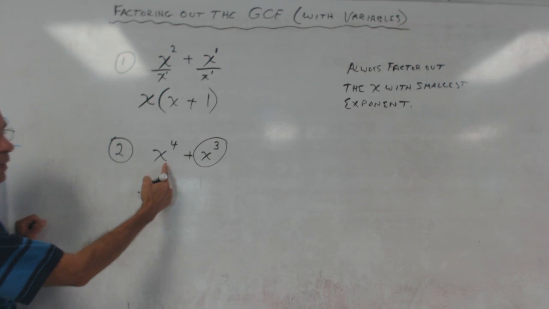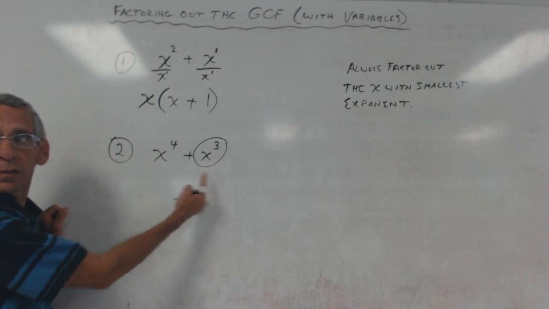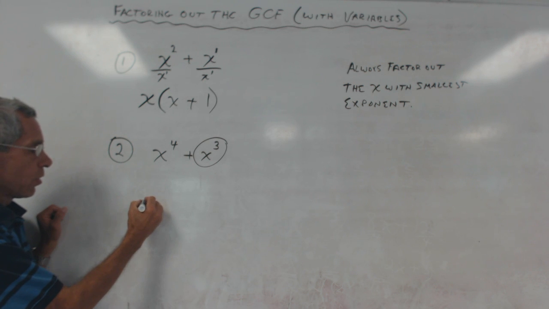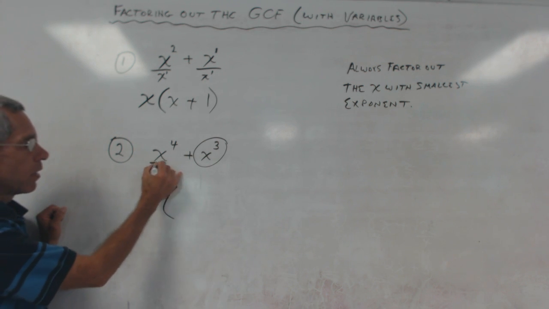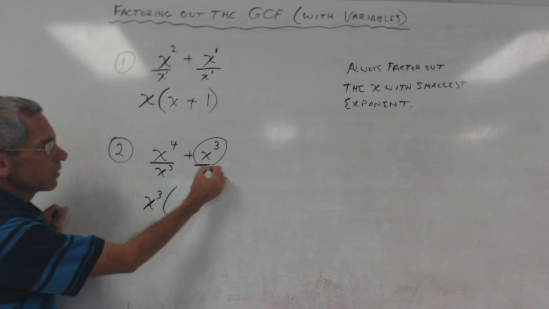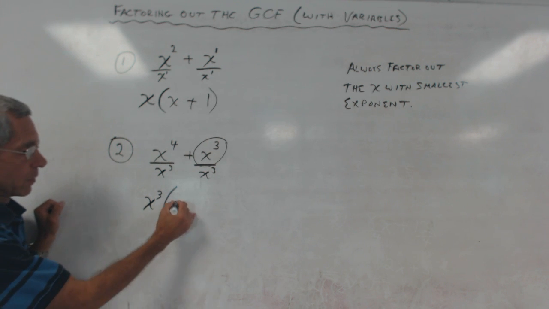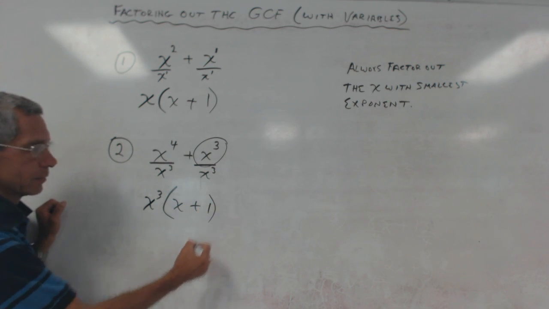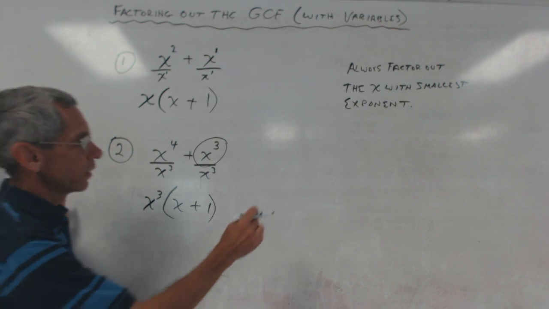All right, so immediately I ask myself, x to the 4th or x to the 3rd, which one is a smaller exponent? X to the 3rd. So I go x to the 3rd down here, and I put my parenthesis. And now I'm going to just divide this by x to the 3rd, and divide this by x to the 3rd. What do I have? X plus 1. All right, let's try another one.